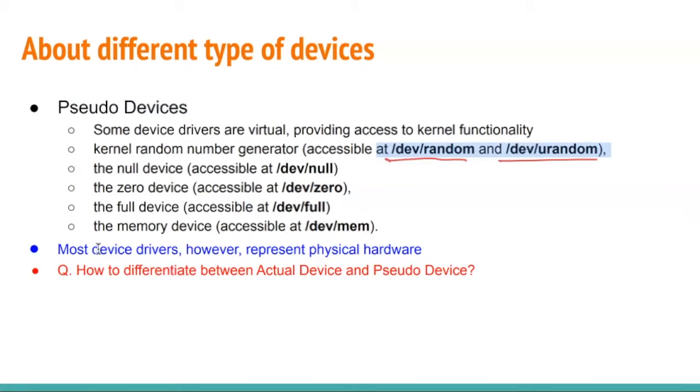So in our kernel, most of the devices are hardware devices, but we can have the illusion of a device through pseudo devices. If you want to differentiate between an actual device and a pseudo device, you can do that based on the major number and minor number. I will discuss it more in the coming slides.